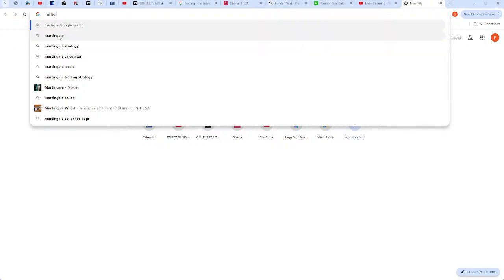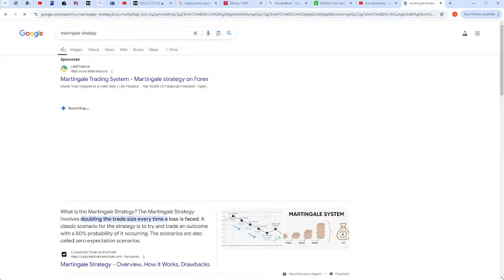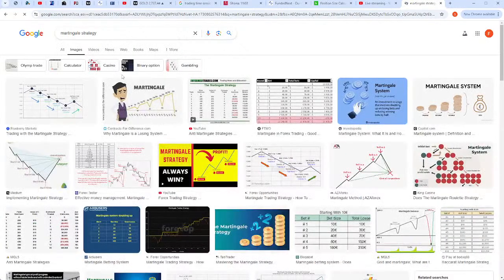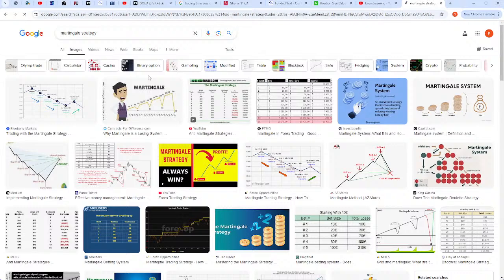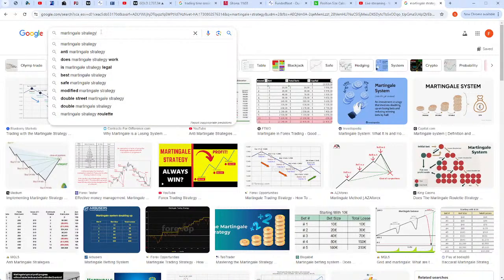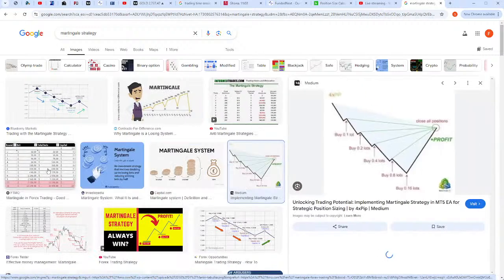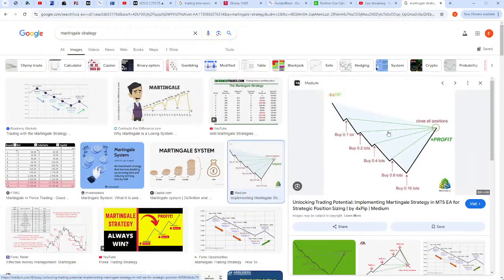Okay, so that's it. Martingale strategy, that's that. Then you come to the image, and this is how martingale layering is. Okay, this one is the strategy. Let me talk about the strategy first. Okay, martingale strategy. Let's pick this one and then use it. So martingale layering.